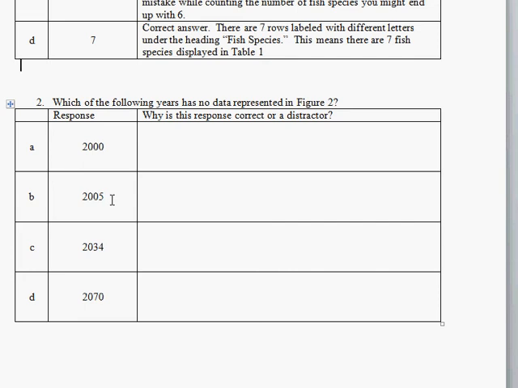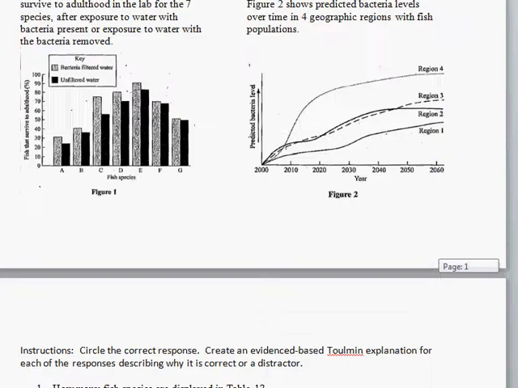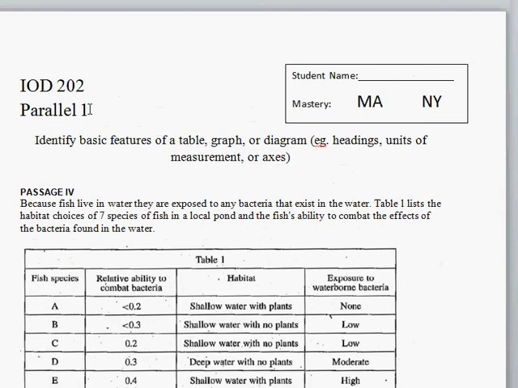Okay, welcome to IOD 202, Parallel 1. We're looking at question 2. IOD 202 is interpretation of data. The 202 is the designated number. Identify basic features of a table, graph, or diagram. For example, headings, units of measurement, or axes.